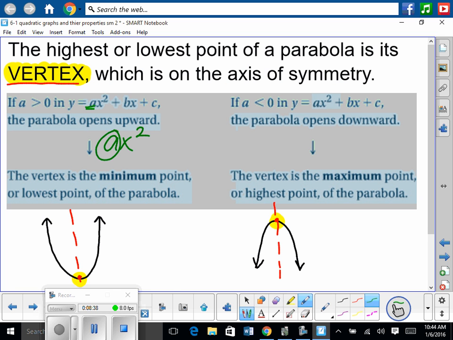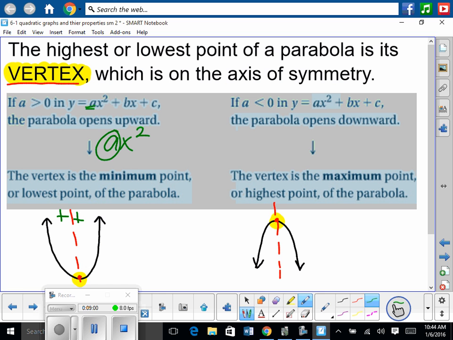If that is positive, it's going to be an upward facing parabola. An easy way to remember it is positive people smile, right? Positive people like to smile, so that's going to be a smiley face. So it's an upward facing parabola if that a value is positive. We only look at the a value. It doesn't matter what's after that.